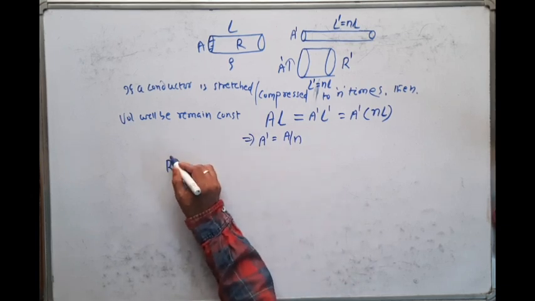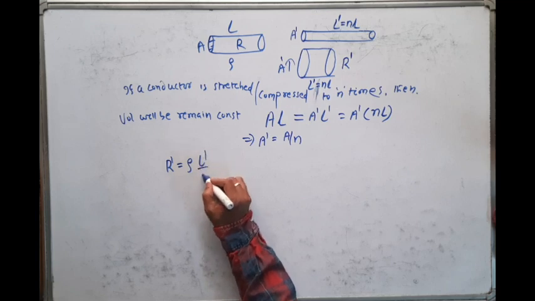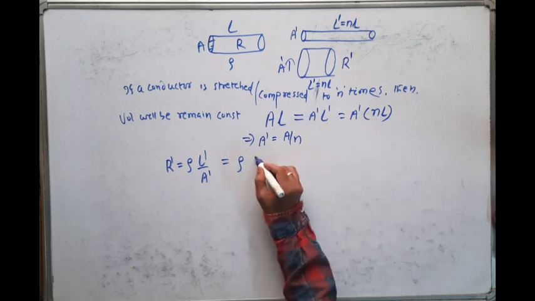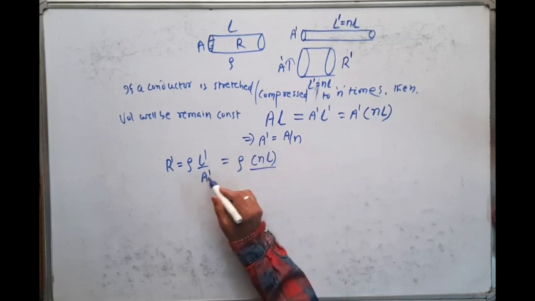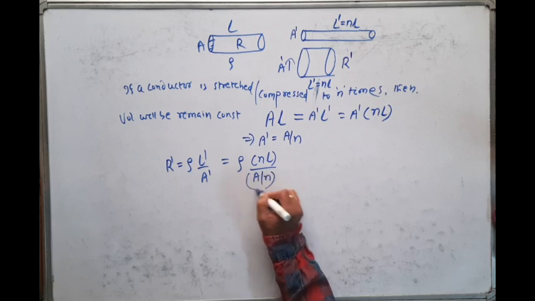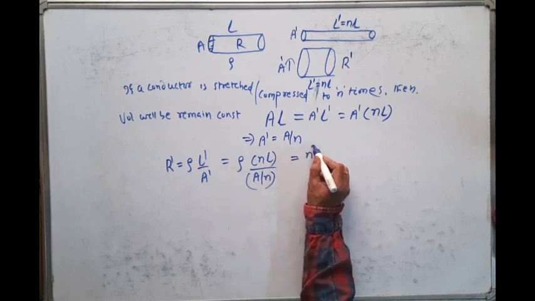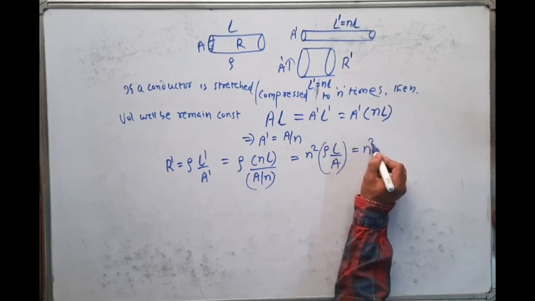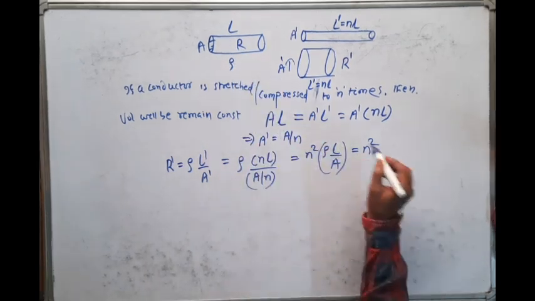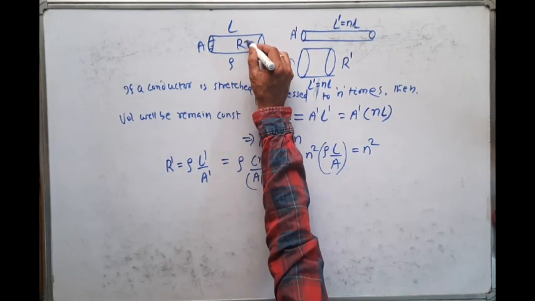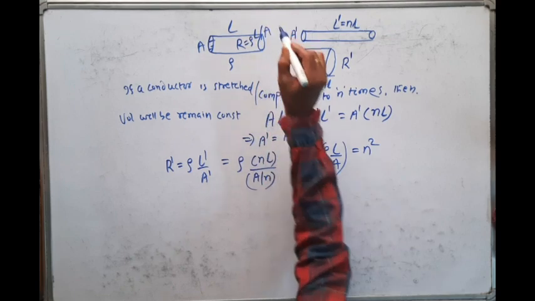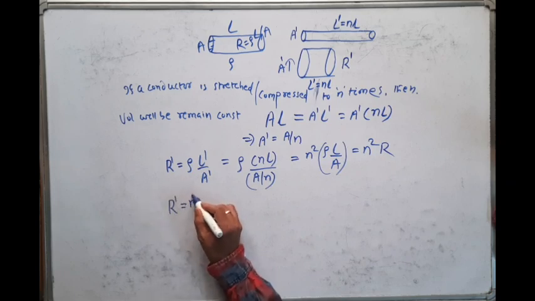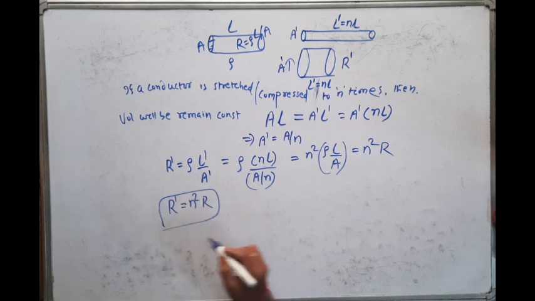Then what is the new resistance? R dash is equal to rho L dash by A dash. What is L dash? L dash is equal to nL. What is A dash? A dash is equal to A by n. That is equal to n square rho L by A. But what is rho L by A? It is nothing but the initial resistance. So we can write R dash, the new resistance, is n square times the old resistance.